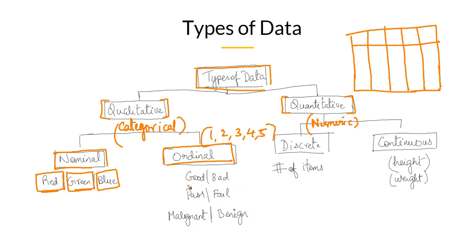Good or bad. This is also ordinal. Good can be 1, bad can be 0. Pass, fail, malignant, benign. So there is a certain internal ordering to it. In that case, you can call it an ordinal variable.